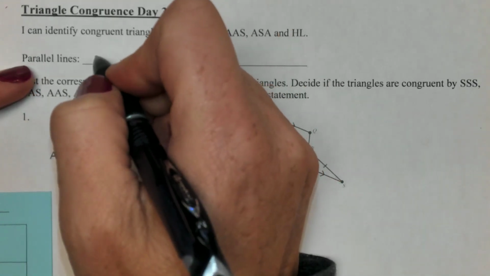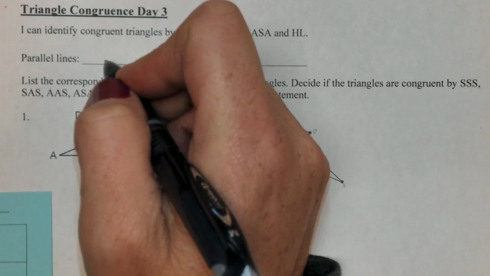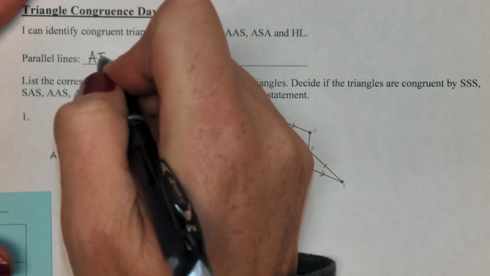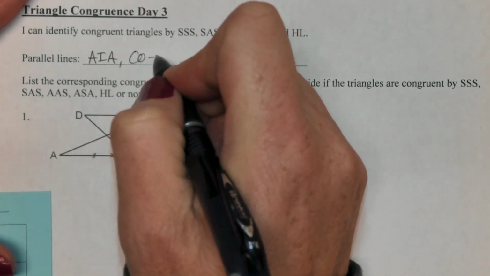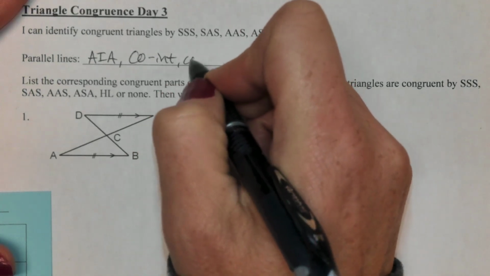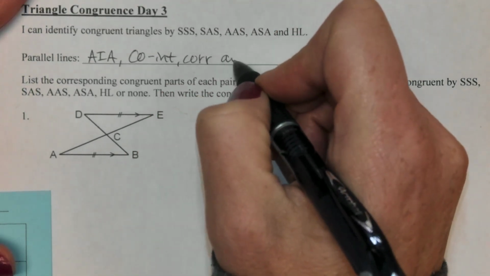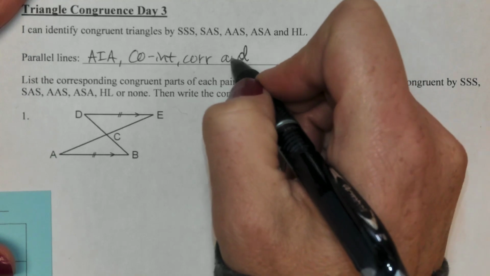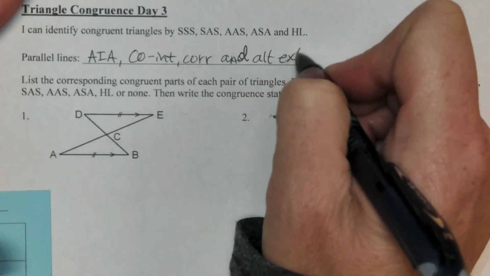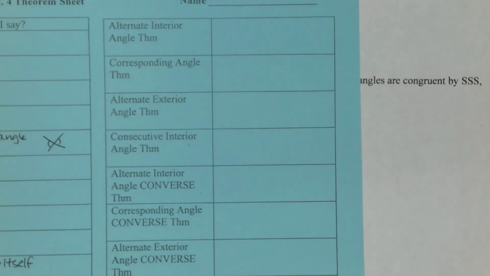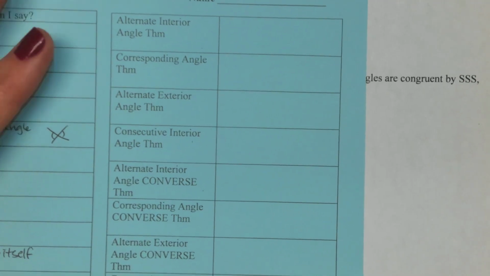So parallel lines are going to take us back to our 4 types of special angles. We're going to talk about alternate interior angles, co-interior angles, corresponding, and alternate exterior. So I'm going to go over to your formula card and draw in a few pictures so that we've got those to use.